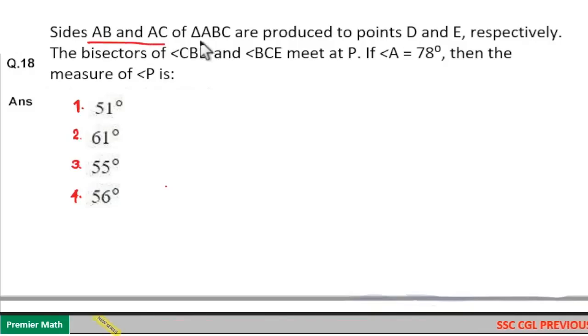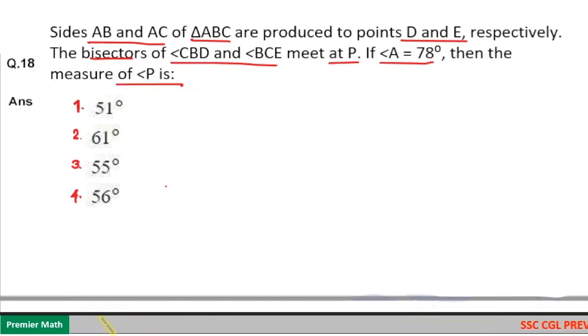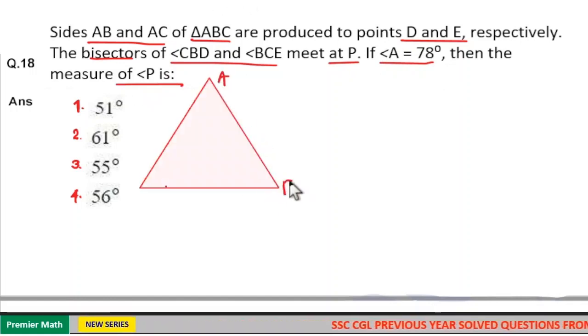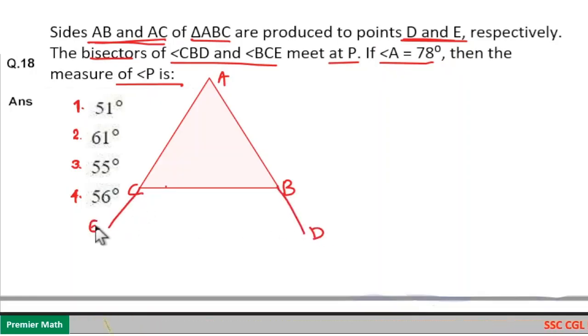Sides AB and AC of triangle ABC are produced to points D and E respectively. The bisectors of angles CBD and BCE meet at P. If angle A is 78 degrees, then the measure of angle P is? Here, this is triangle ABC, and AB is produced to D and AC is produced to E.